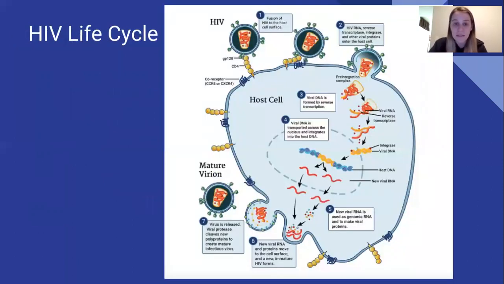Here in this image, we can get a better look at the HIV life cycle. We can see at the top, in the first step, the fusion of HIV to the host cell, and all the way to the end of the cycle with new immature HIV being formed and spread to other cells. I'm not going to go through all of this, but if you'd like, you can pause the video here and take a picture of this image.